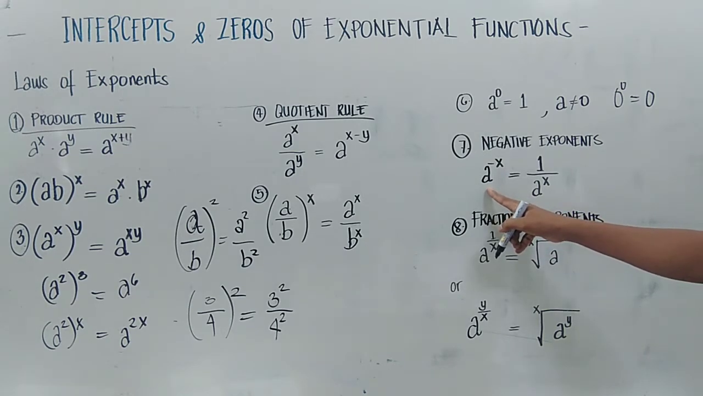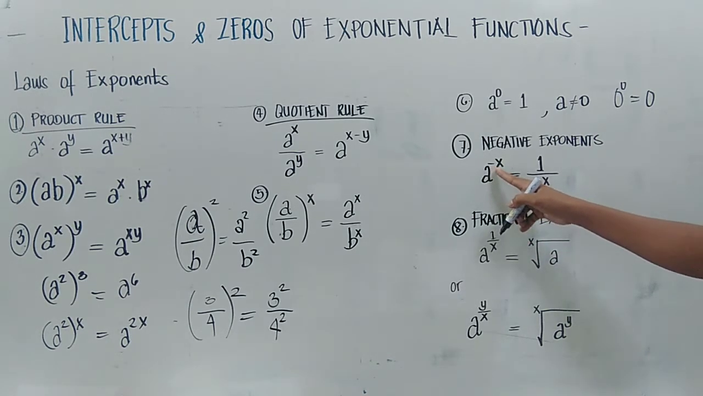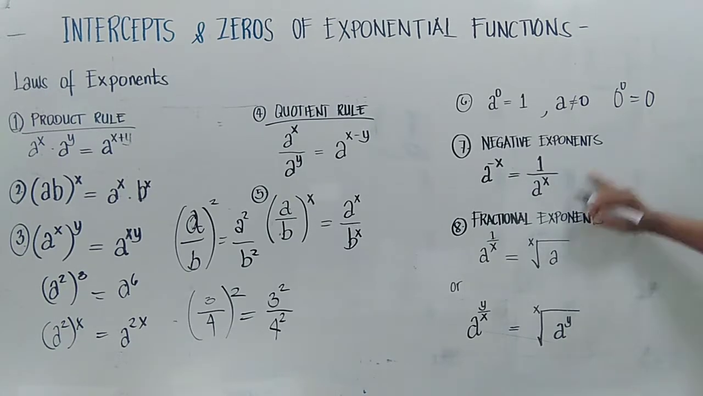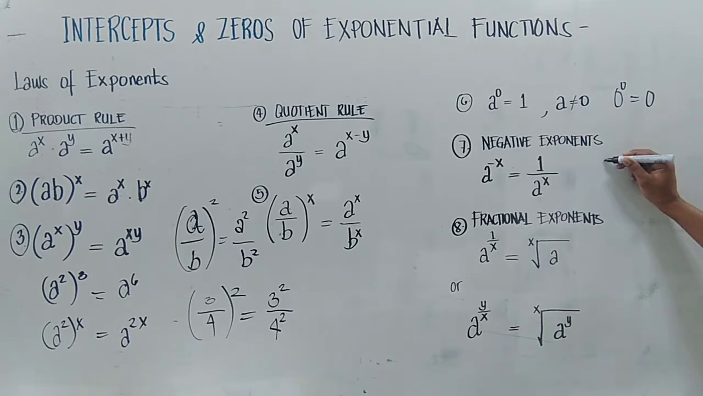For example, we have a raised to negative x, and that will become 1 over a raised to x. One example is a squared b raised to negative 3. That is b squared over b cubed. So this negative exponent will become positive if we put it on the denominator.